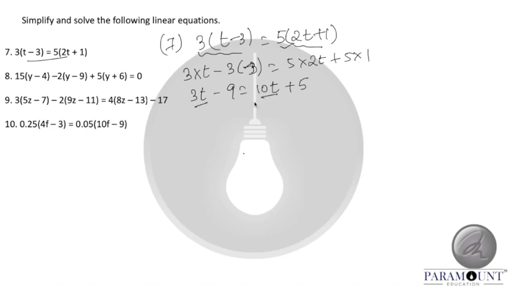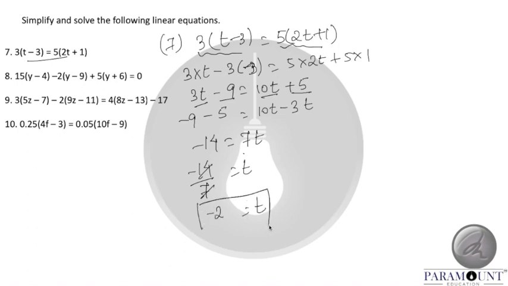We need to make this t positive. So take this 3t to the RHS, 10t minus 3t. The sign changes from positive to negative, and keep the constants on one side, that is minus 9 minus 5. So this becomes minus 14 is equal to 7t. So we get t is equal to minus 14 upon 7. That is, this gets cancelled 2 times. So we get the value of t as minus 2.